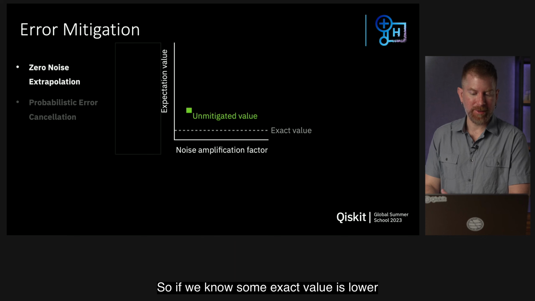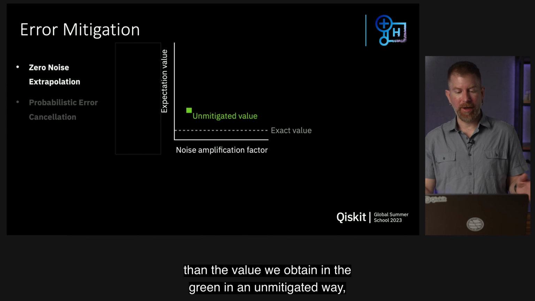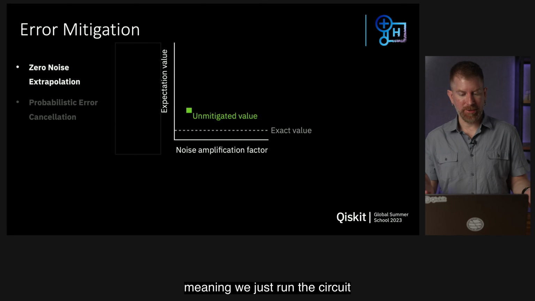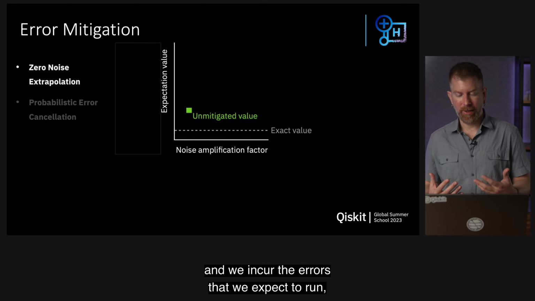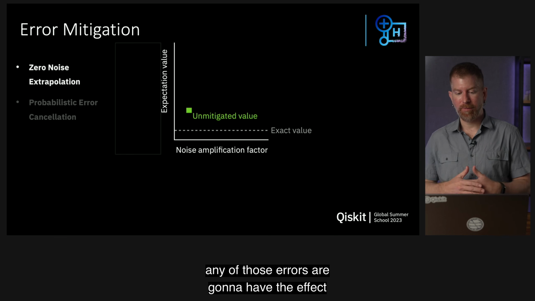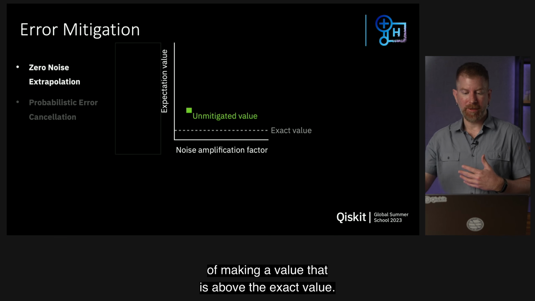So if we know some exact value is lower than the value we obtain in the green in an unmitigated way, meaning we just run the circuit and we incur the errors that we expect to run, any of those errors are going to have the effect of making a value that is above the exact value.